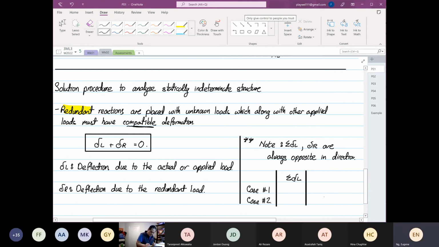If the summation of the applied load is positive, positive in this sense is in what? Tensile. The redundant load will be in what? Compression. Likewise, if the summation of the applied load is inducing a compression, the redundant load must be inducing a tension. It's always the case. You will never have a case where the applied load and the redundant load are in the same direction. You don't have that.